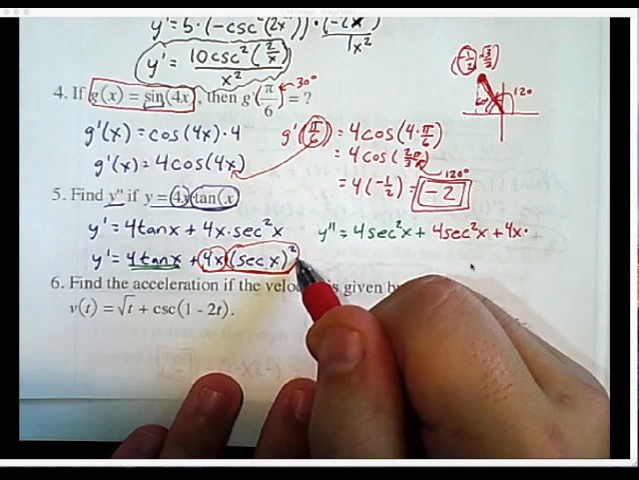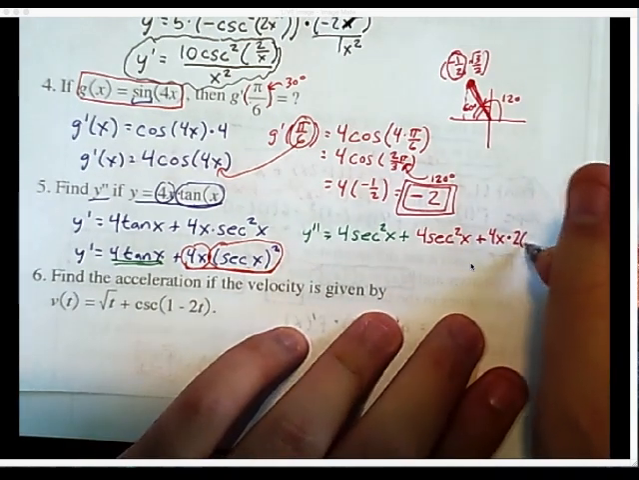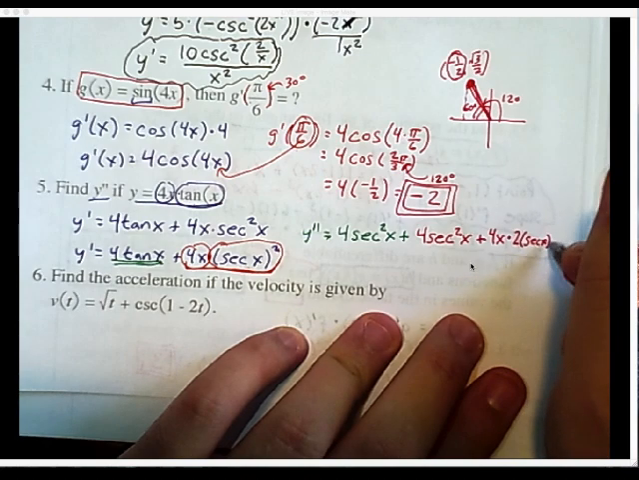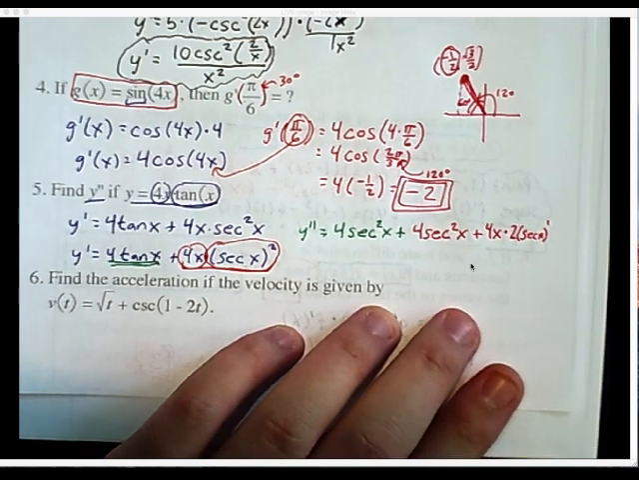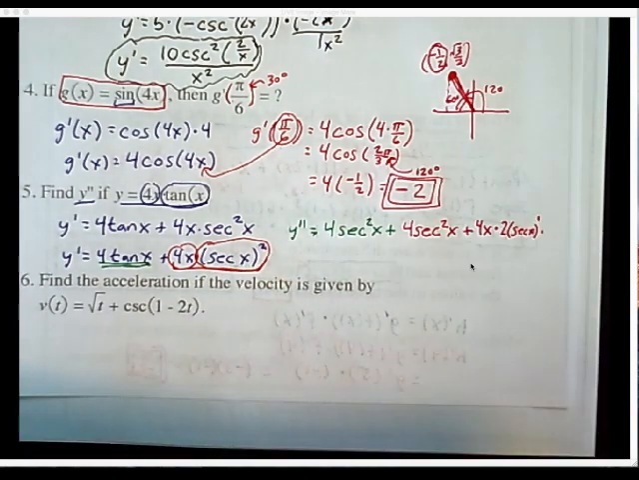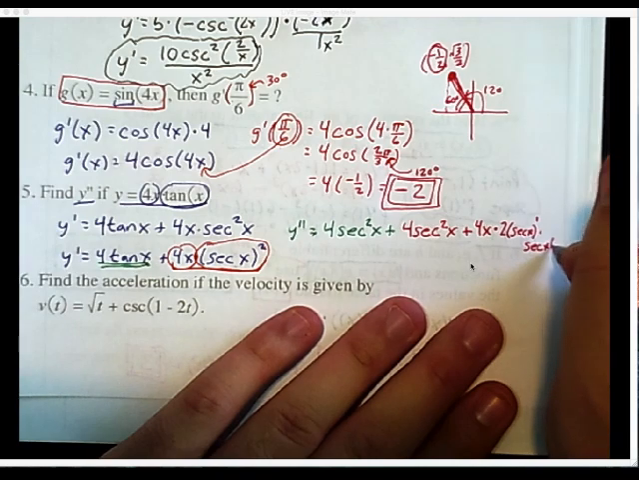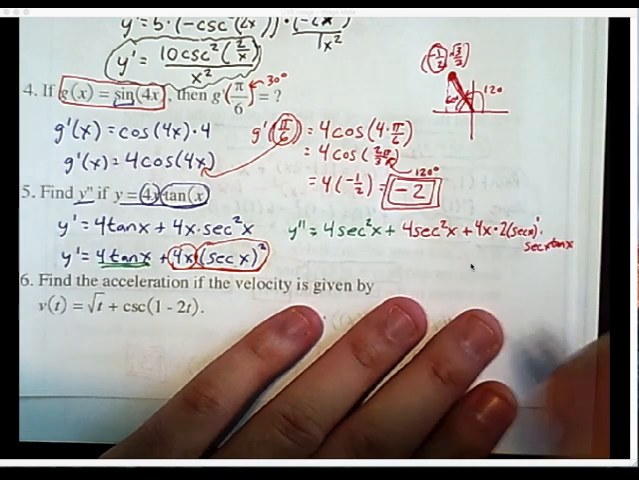Well, you have to use chain rule here. The 2 comes out front, times secant of x, reduce the power by 1, times the derivative of the inside. So what's the derivative of secant of x? It's secant of x tangent of x.